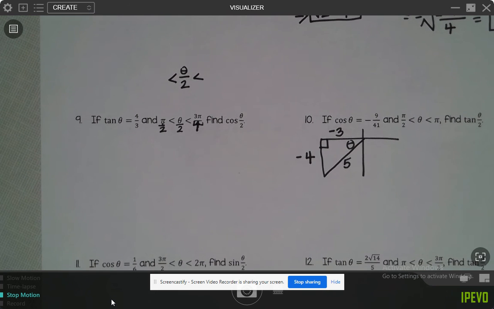Okay, so let's get back to it. Where does my half angle lie? What quadrant? Are we done with this? That's all we need?